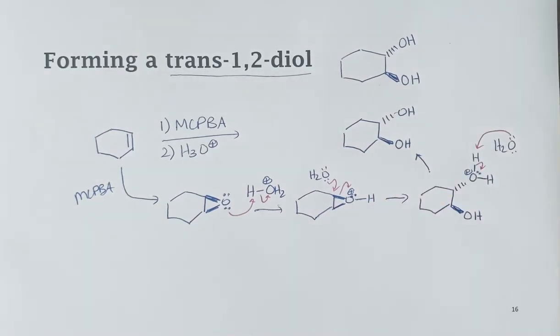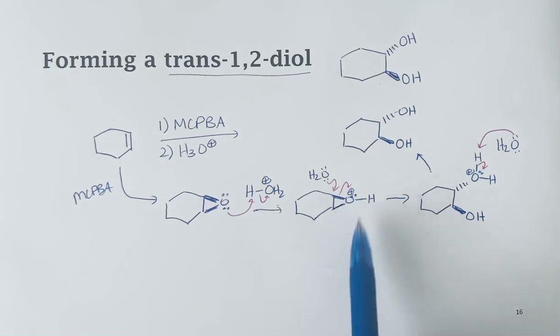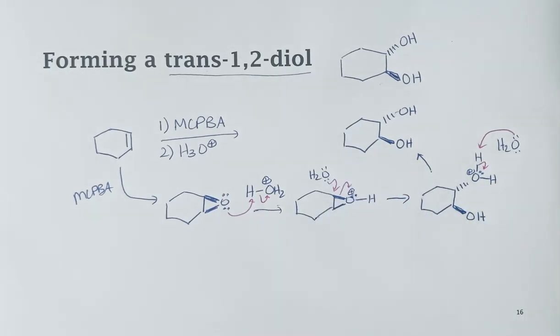Okay. And we could have done that ring opening also under basic conditions. So we could have used hydroxide as well. And you'll still have that SN2 attack, and you'll still get the trans diol as your ultimate product.